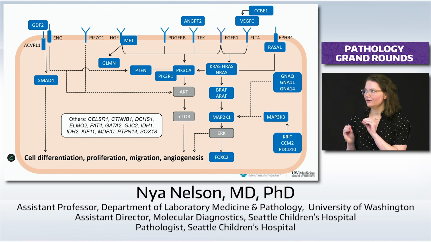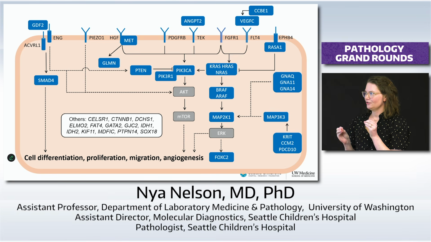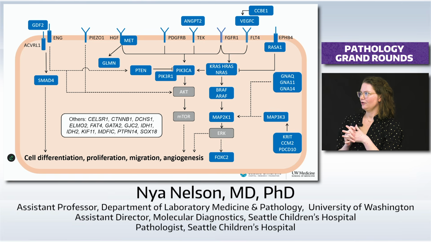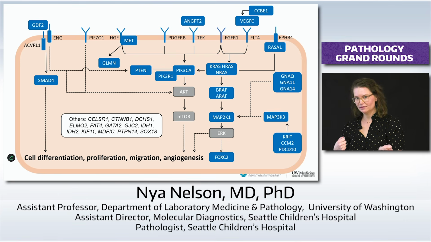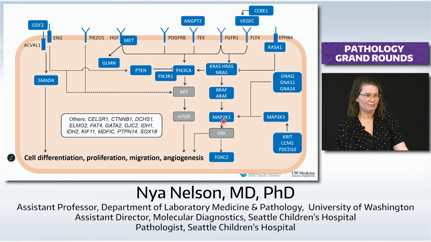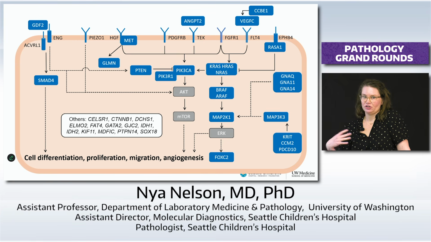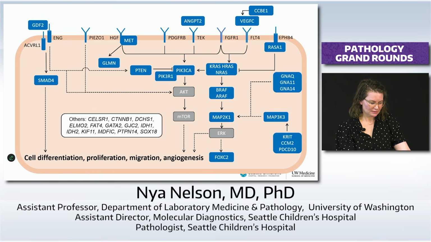And so there are a lot of different genes that have been implicated in vascular malformations and vascular tumors, many of which I've highlighted here in blue. But the critical thing to know about these different genes is they have a tendency to converge on one of two different pathways. The first is the PIK3CA-AKT-mTOR pathway, and the second is our RAS-RAF-MAP kinase signaling pathway. And ultimately, the downstream effect of activation of these pathways is that you get increased cellular differentiation, proliferation, and angiogenesis within these lesions.